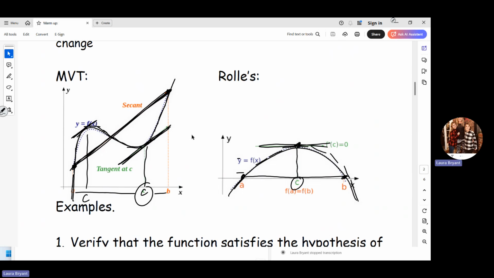Again, this only works if the function is continuous and differentiable. I want to give you a counterexample. Say you had an absolute value function. If I connect those two dots, that's a slope of 0. But in between there, if I draw all my tangent lines, I would never get a slope of 0, and that's because it's not differentiable. This theorem is only guaranteed to work if your function is continuous and differentiable.